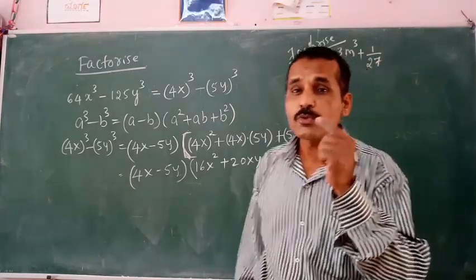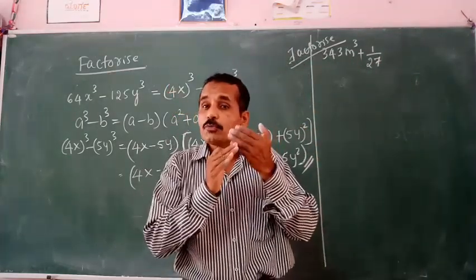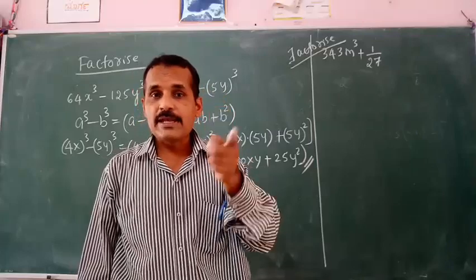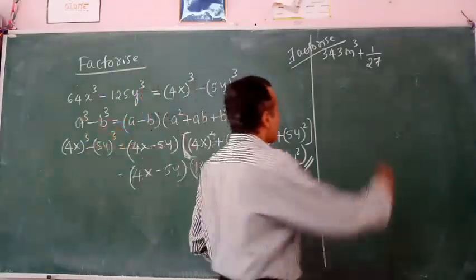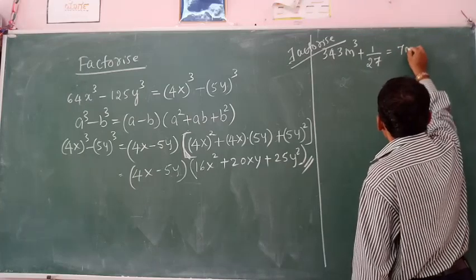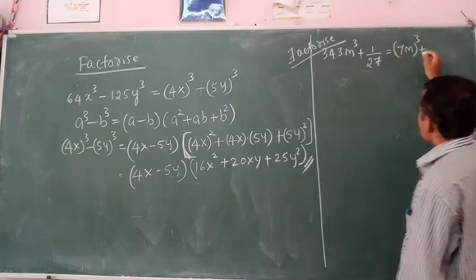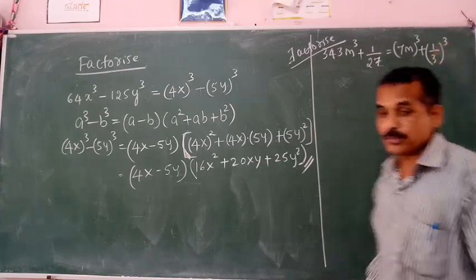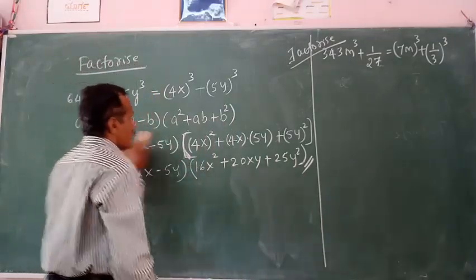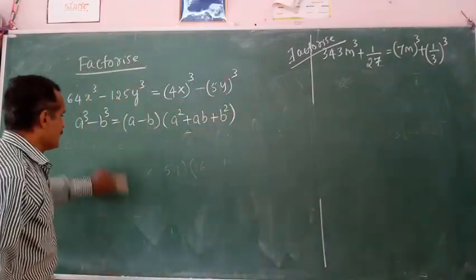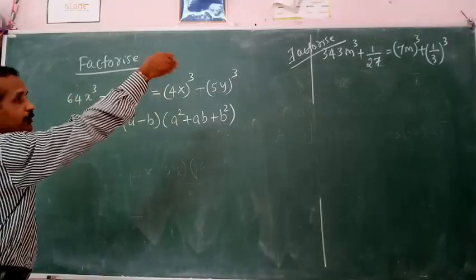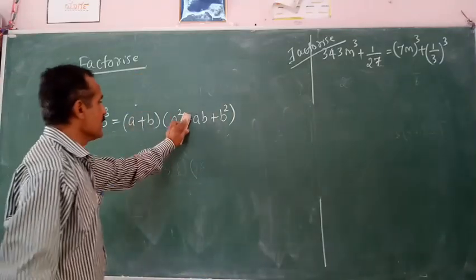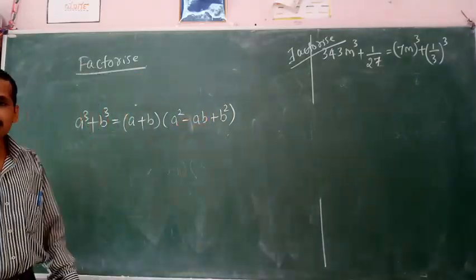343. It is the cube of what? Or what is the cube root of 343? The cube root of 343 is 7. Keep in mind, 7 into 7 into 7 is equal to 343. So can I write it as 7m the whole cube plus 1 by 3 the whole cube. Very good. Okay, now let me write the formula. a cube plus b cube is equal to a plus b into a square minus ab plus b square.